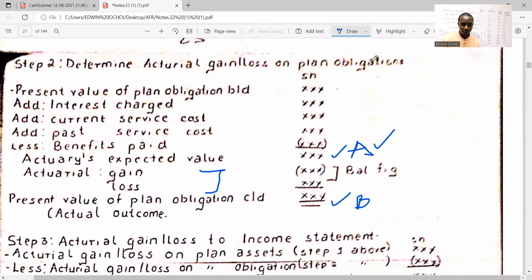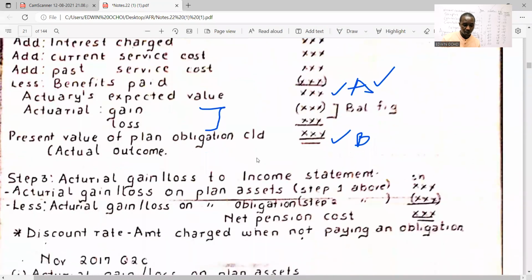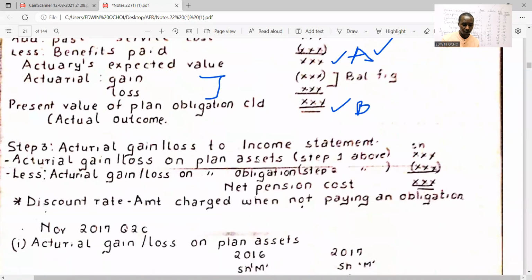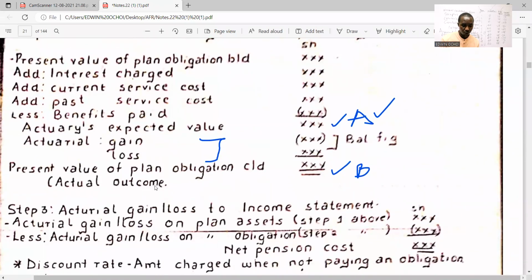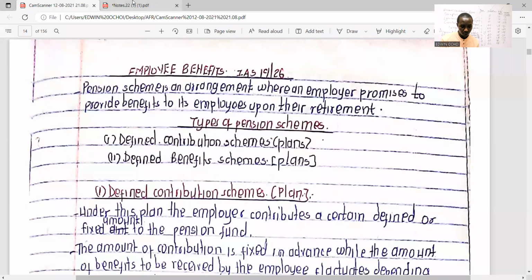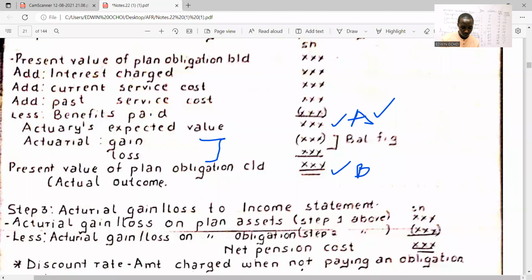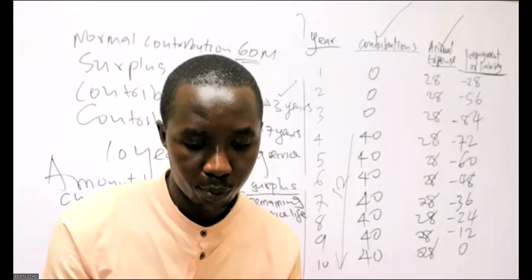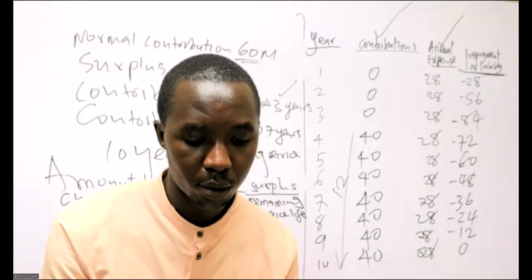And now the answers you get from the first step and the next step, from the plan asset and the plan obligations, you net them off. So up to that point, after you have understood that, these are past paper questions I will do, but not today.